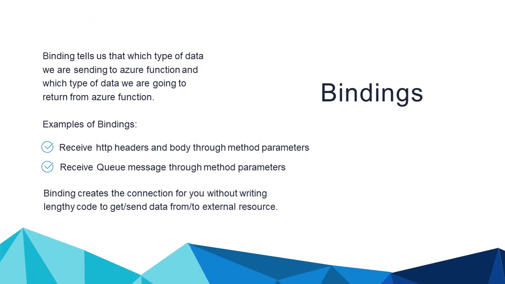Bindings. As we know, binding tells us which type of data we are sending to the Azure Function and which type of data we are going to return from it. We bind data at the input or at the output of the Azure Function. Let's see some examples of bindings. If I want to receive HTTP headers and body as input, then I will use an HTTP request object in the method parameter. If I want to receive a queue message, then I will use a message object in the method parameter.